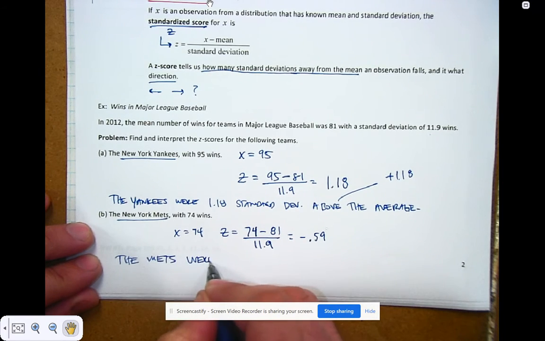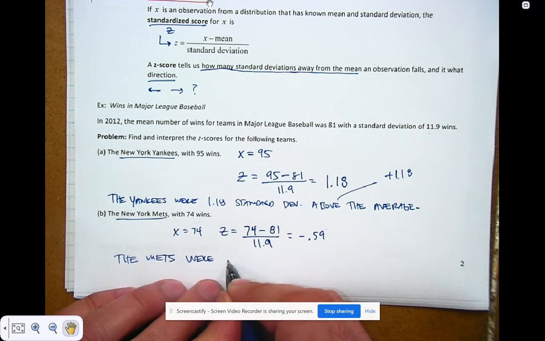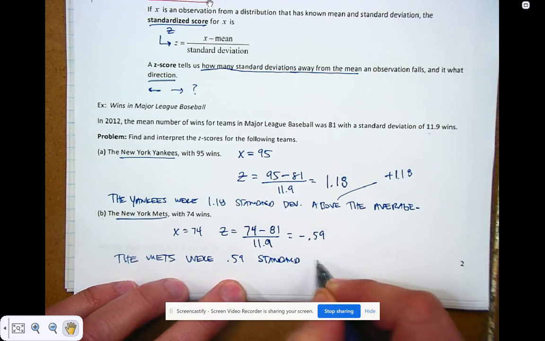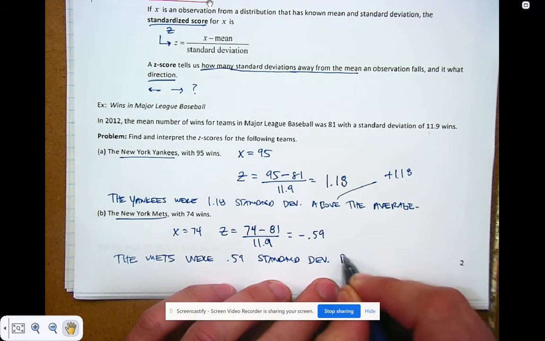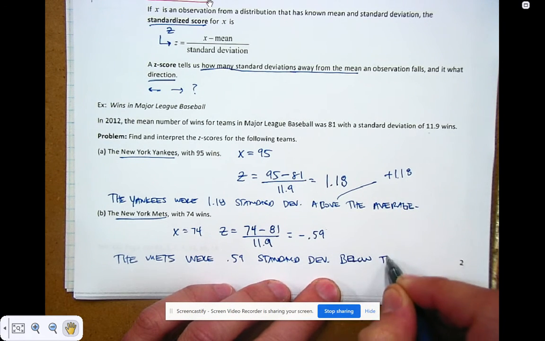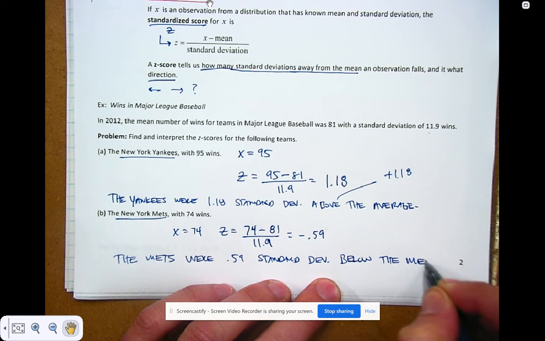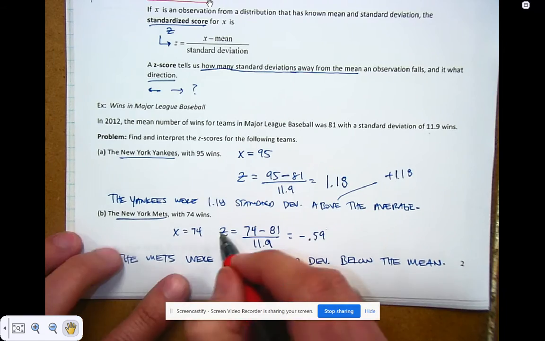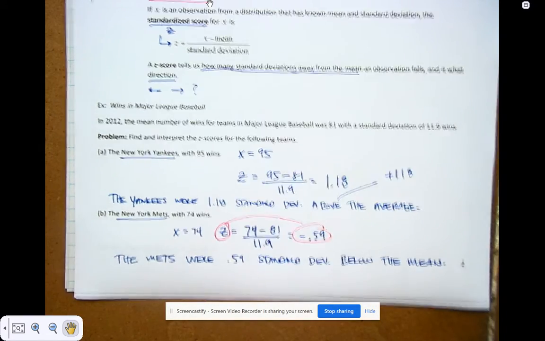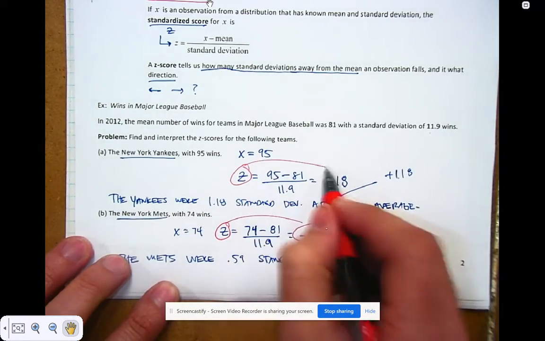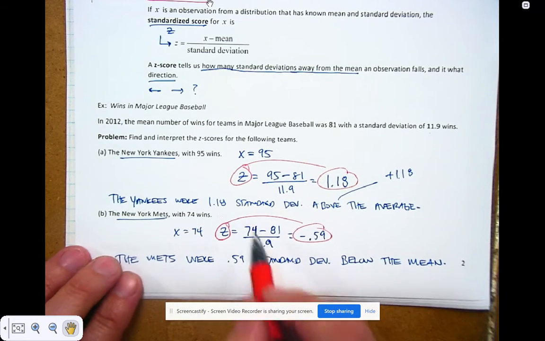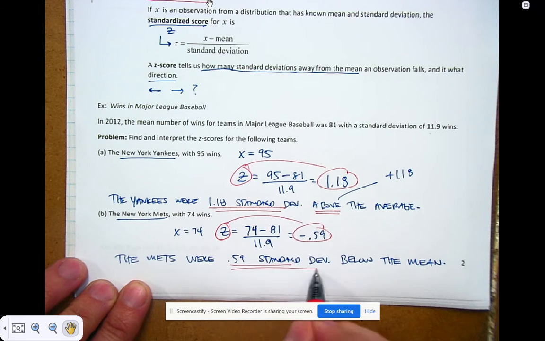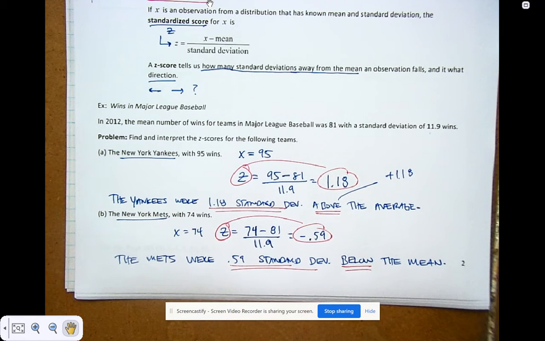were 0.59 standard deviations below, right? So this standardized score, this Z-score, right? This is your Z-score. Okay, here's your Z-score. It tells you two things, you guys. How many standard deviations and in what direction.